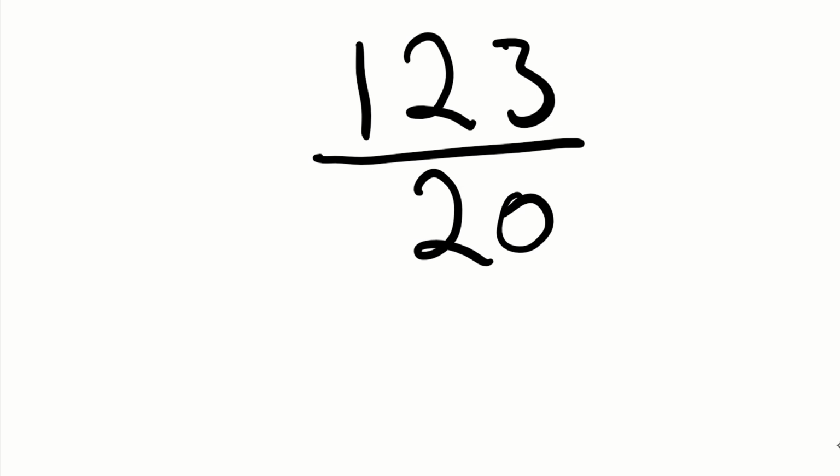I have 123 over 20. So what do I do here? I'm going to say how many times can 20 go into 123? So that's simple, right? Because this is 123, this is 20. So how many times can that go? When I punch my calculator, it's going to go 6 times, right? 20, 40, 60, 80, 100, and the other 20, that's 6, right? That's the whole number. So we have 6 times. Then it's going to remain 3.